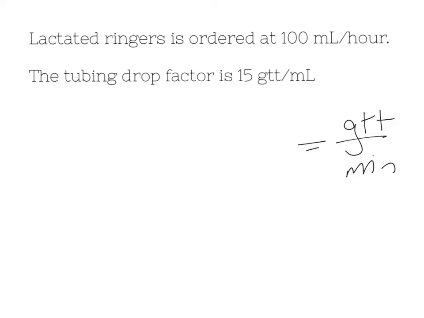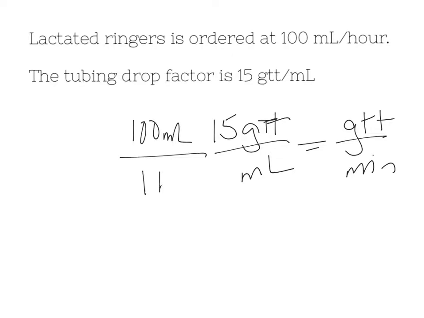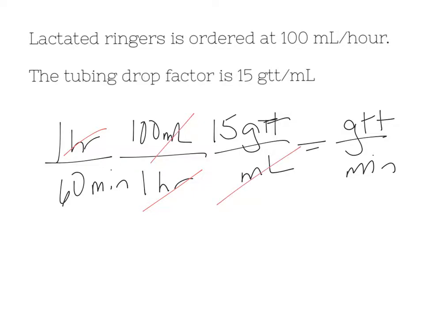over here. Put our drops on top. Sorry for the sloppy mess. 15 per ml, and we have 100 mLs. We want that to cancel, so we'll put that on top. 1 hour, and we know 1 hour is 60 minutes, and we have our minutes on the bottom. So let's go ahead and cancel. Hours cancels, mLs cancels. It's always kind of the same. It should be. So what you end up with is 1,500 over 60. You do that math, and you end up with 25 drops per minute.